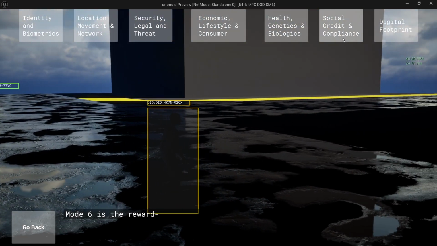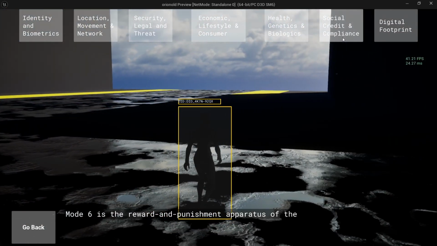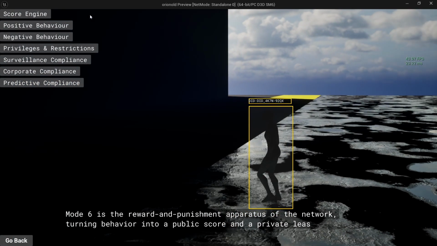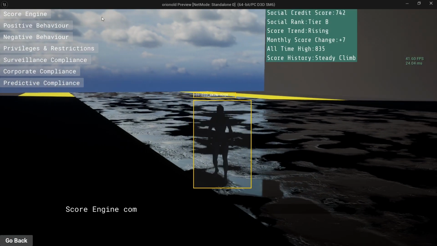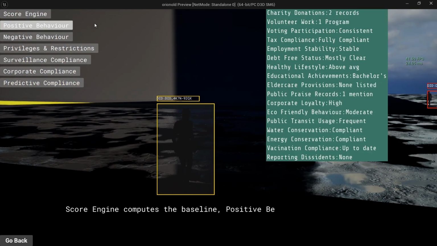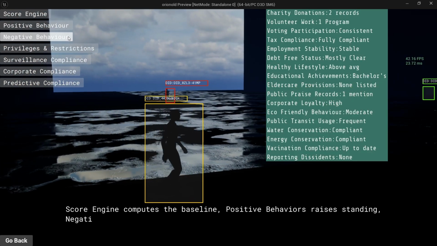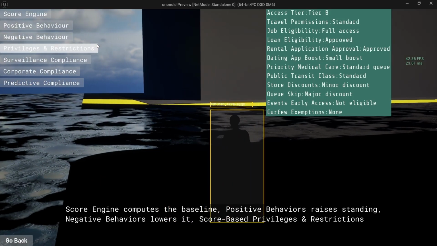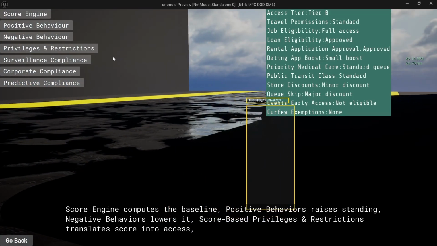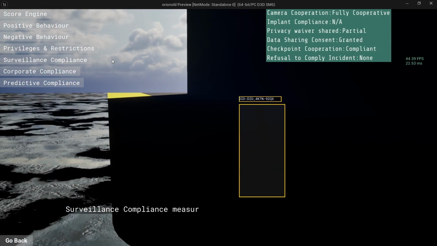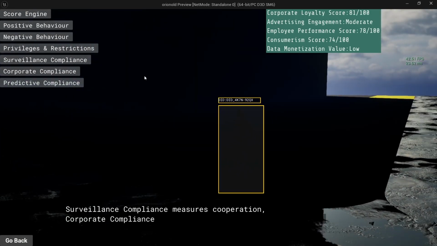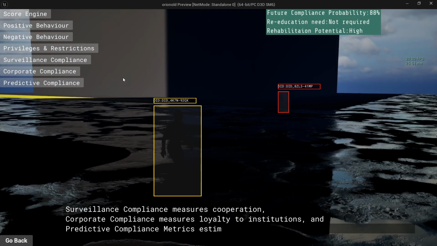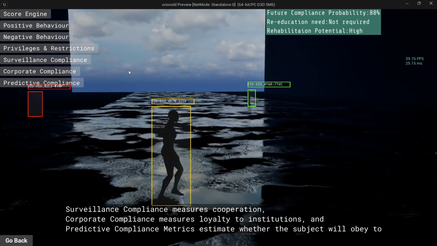Mode 6 is the reward and punishment apparatus of the network, turning behavior into a public score and a private leash. Score engine computes the baseline. Positive behaviors raise standing, negative behaviors lower it. Score-based privileges and restrictions translates score into access. Surveillance compliance measures cooperation. Corporate compliance measures loyalty to institutions, and predictive compliance metrics estimate whether the subject will obey tomorrow.